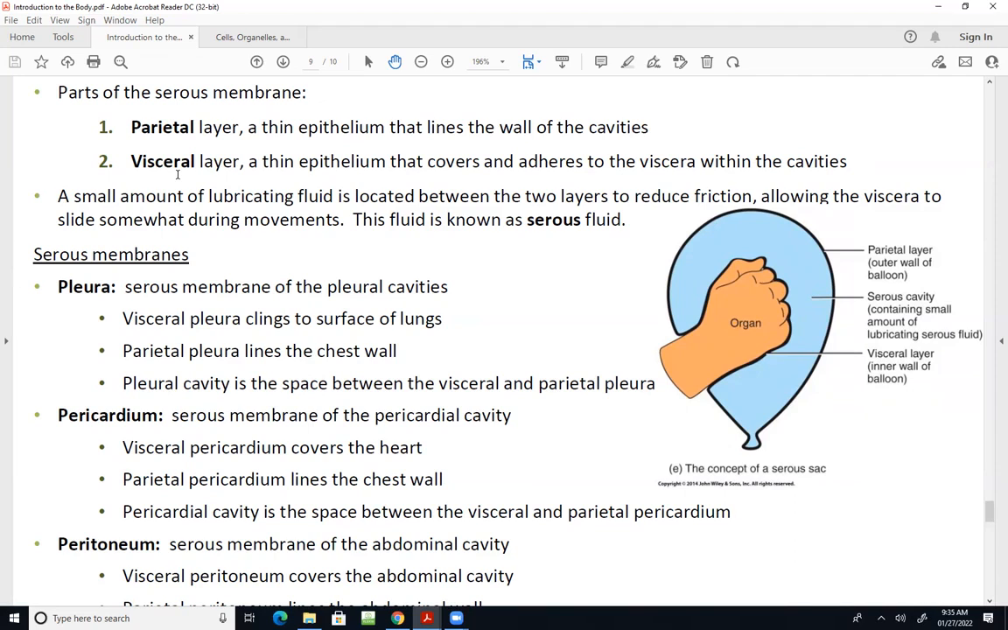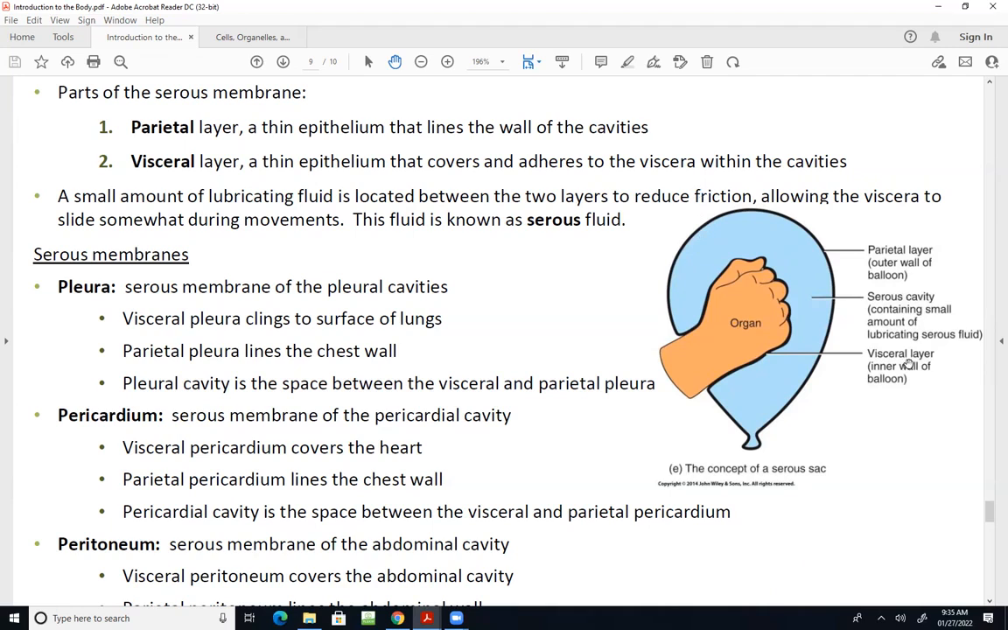And then in between them is a space, what we call a serous cavity, where there's a special type of fluid. It's a lubricating fluid called serous fluid. It's not a whole lot, but it is enough to reduce friction. As motion occurs, as the organs expand and contract, the membranes would otherwise have a lot of friction, like wearing holes in each other.